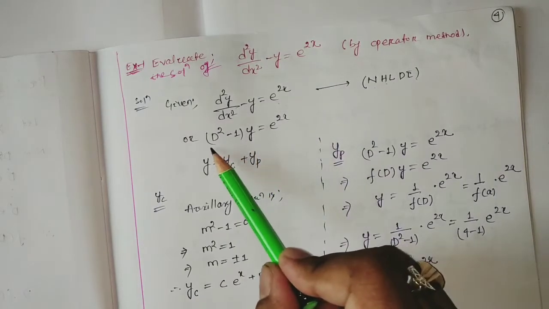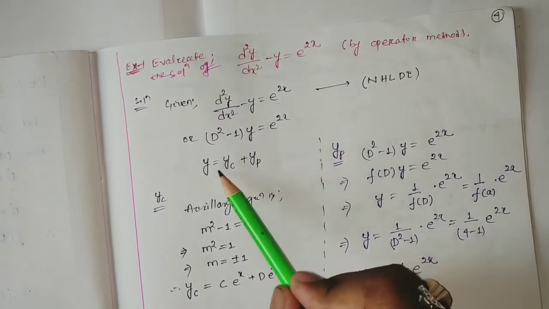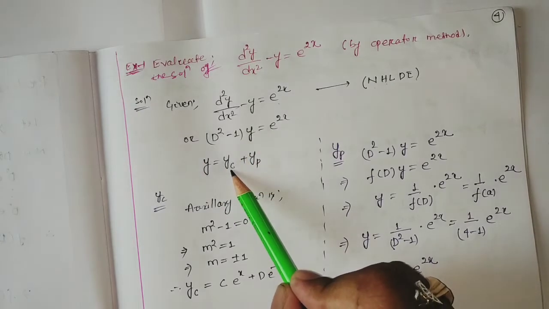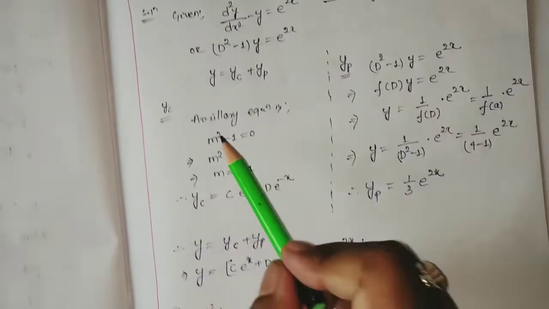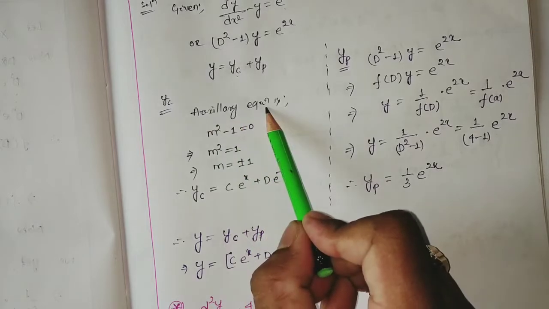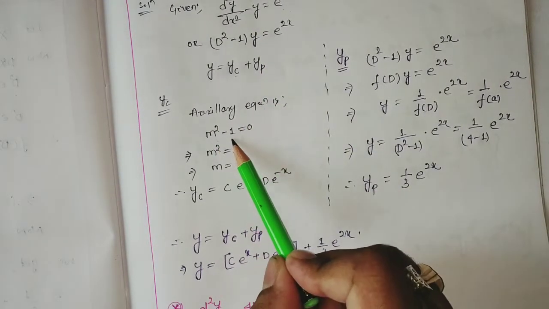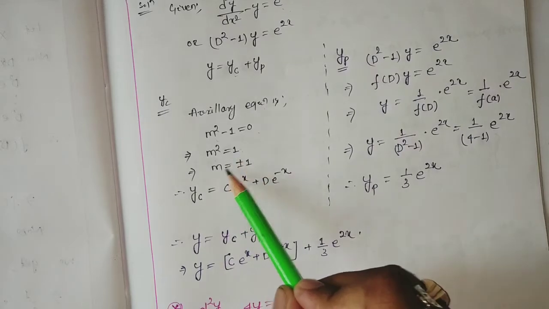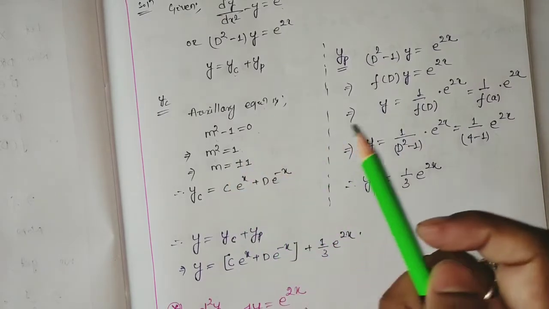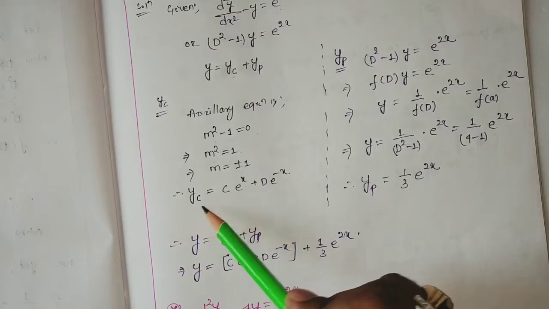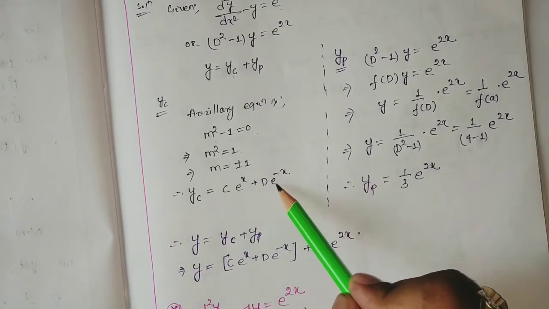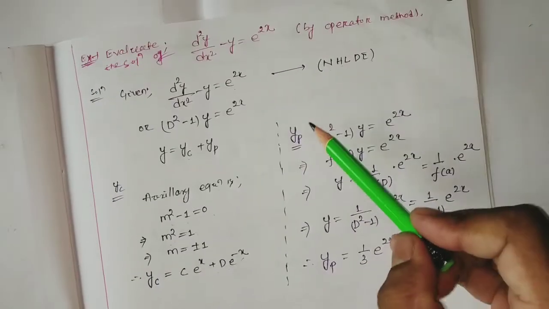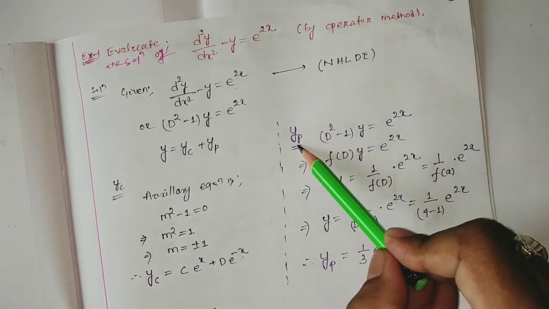As we know, the solution of this will be y equal to complementary function plus particular integral. If we consider the auxiliary equation, it will be m square minus 1 equal to 0, m square equal to 1, m equal to plus or minus 1, two distinct roots. So hence the complementary function will be c e to the x plus d e to the minus x. Now we are going to find the yp, the particular integral.